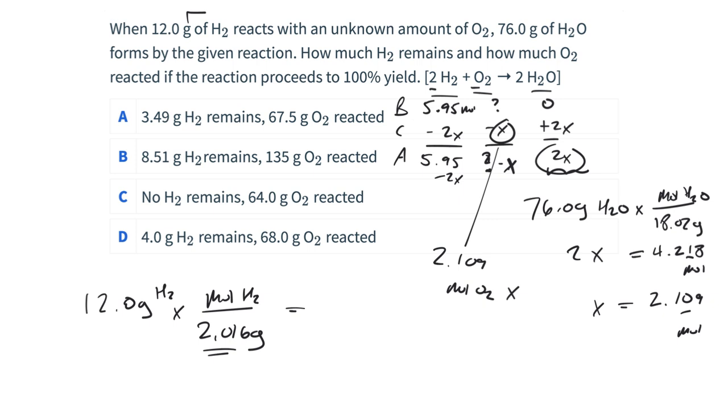What's the molar mass of O2? Periodic table, 16 times 2. So that's 32.00 grams per mole of O2. So that's 67.5 grams of O2 that were consumed during this reaction. We don't know initially how much there was, but we do know that that's how much the O2 had reacted.